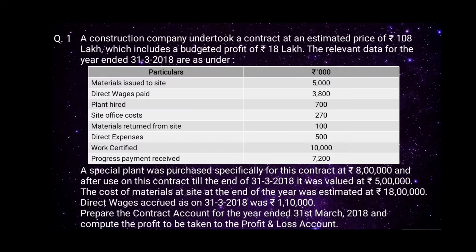A special plant was purchased specifically for this contract at rupees 8 lakh, and after use on this contract till the end of 31st March 2018, it was valued at rupees 5 lakh. The cost of material at site at the end of the year was estimated at rupees 18 lakh. Direct wages accrued as on 31st March 2018 was rupees 1,10,000. Prepare the contract accounts for the year ended 31st March 2018 and compute the profit to be taken to the profit and loss account.